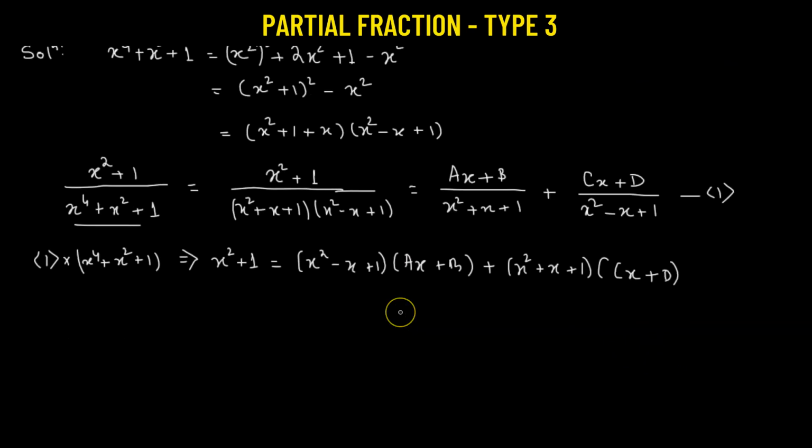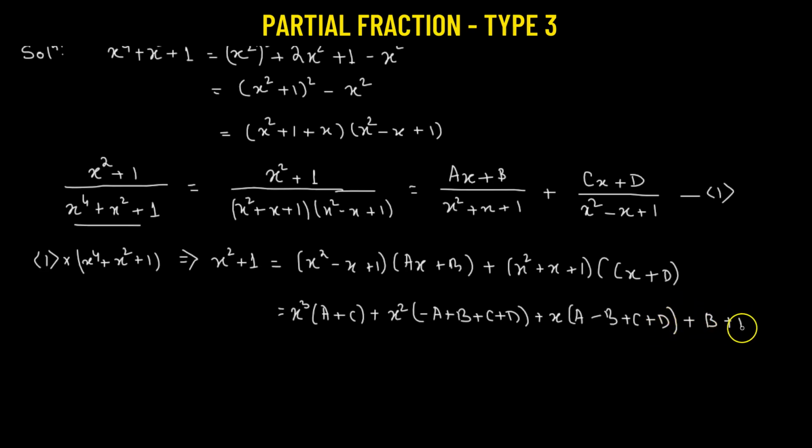So now we'll expand the right hand side and combine all the like terms. That's going to give us x cubed multiplied by a plus c, plus x squared multiplied by negative a plus b plus c plus d, plus x multiplied by a minus b plus c plus d. And then we have the constant term, which will be simply b plus d.